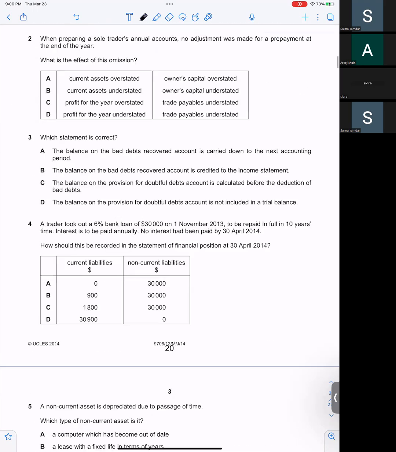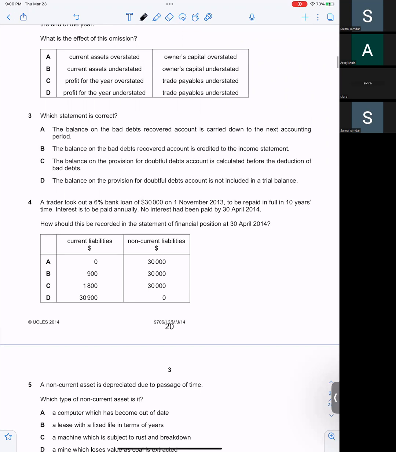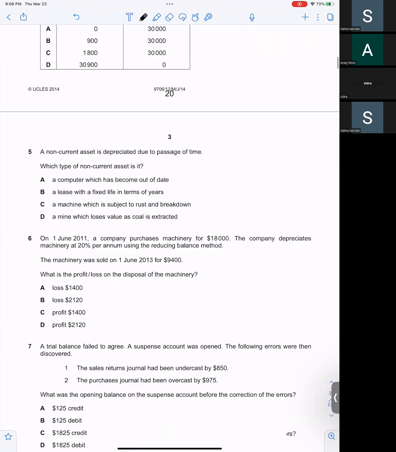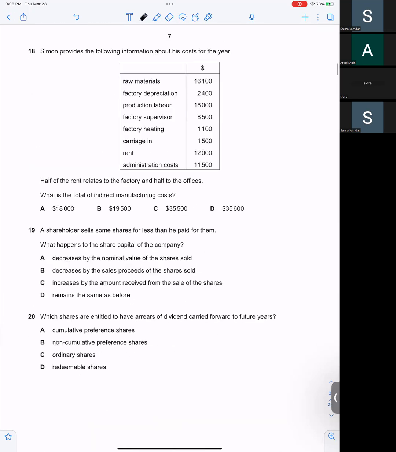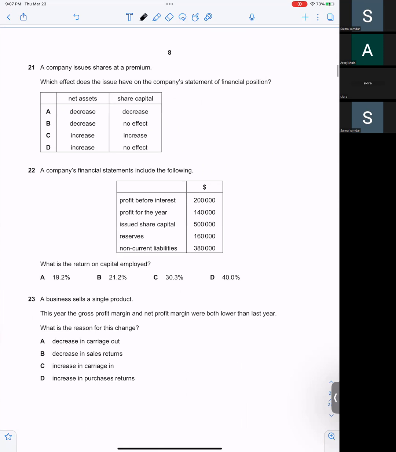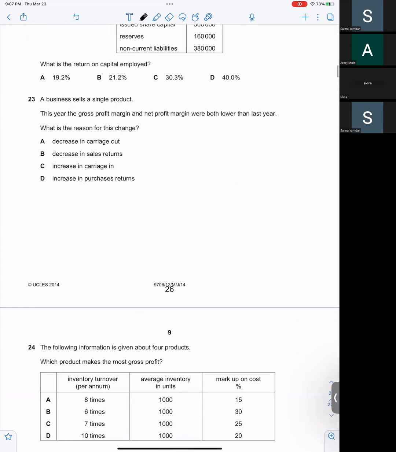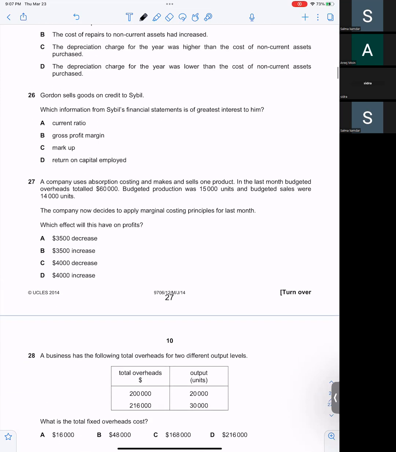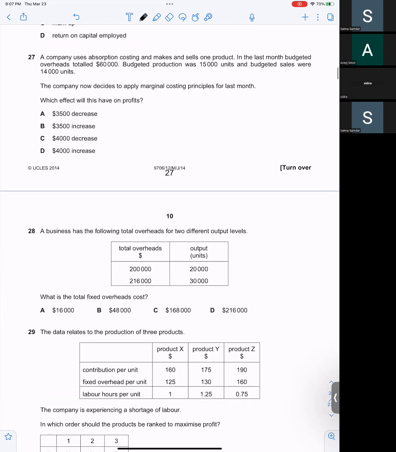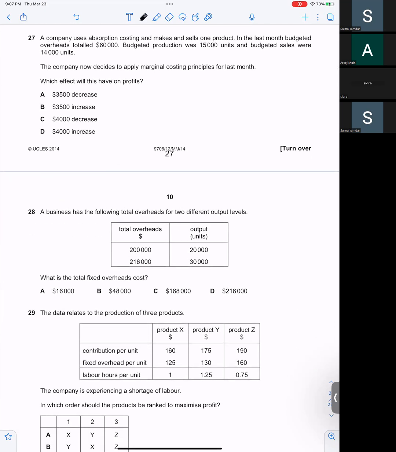Now we will do the next paper, that is May June 2014, paper 12, but only sums related to costing. Go to question number 27. Okay, do first 28, May June 2014, paper 12. First do question number 28. It is related to what we did right now.